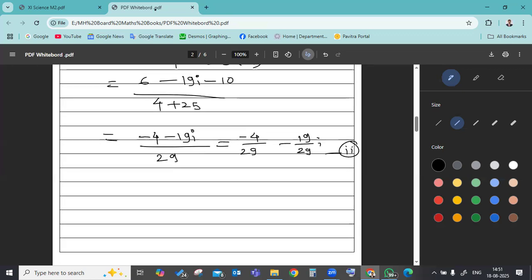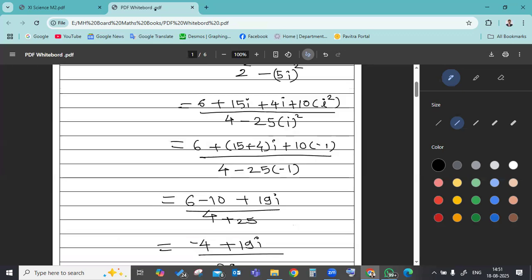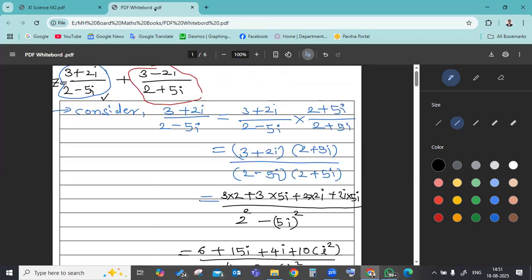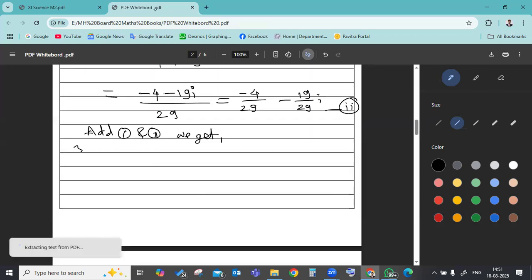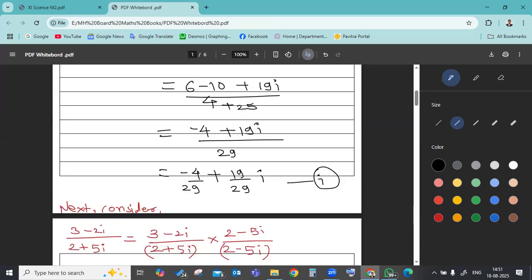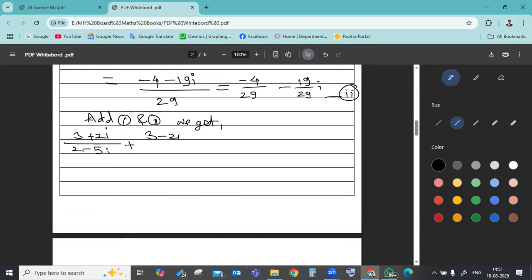Okay. Add 1 and 2. Adding 1 and 2, we get what? (3 + 2i)/(2 - 5i) plus (3 - 2i)/(2 + 5i).